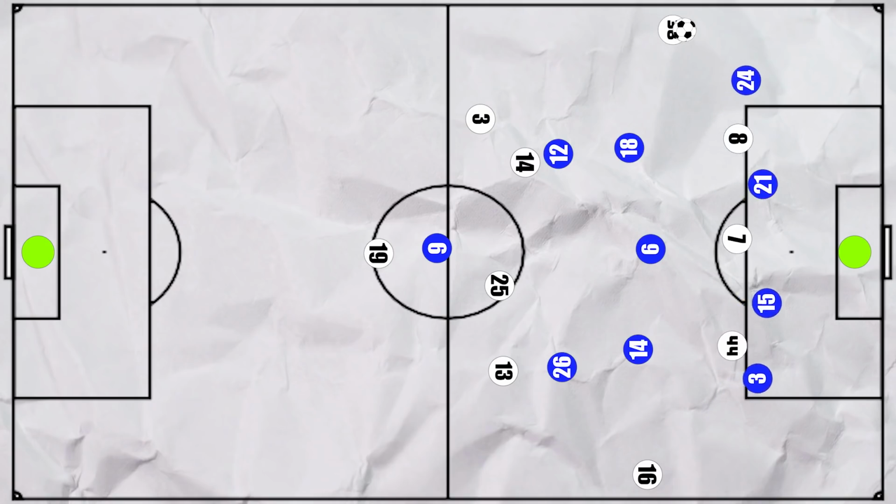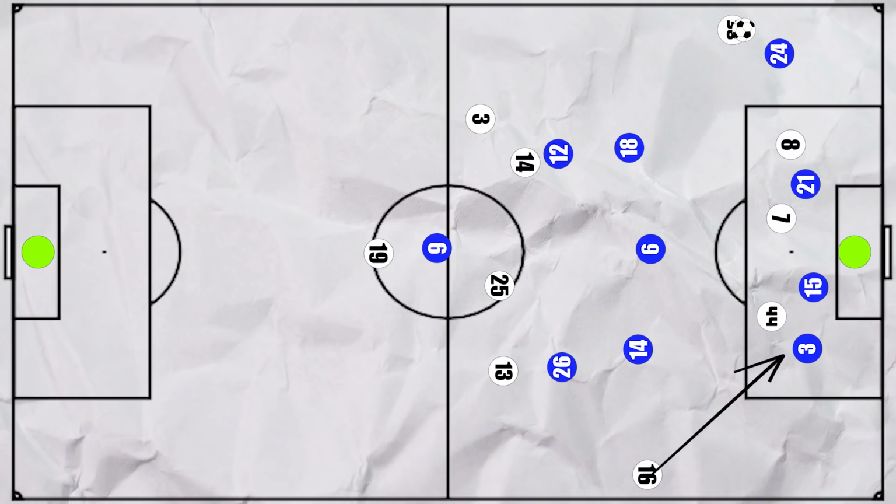When the wing back then got into crossing positions, they would aim to flood the box, and always made sure the far side fullback got in at the far post to help support.